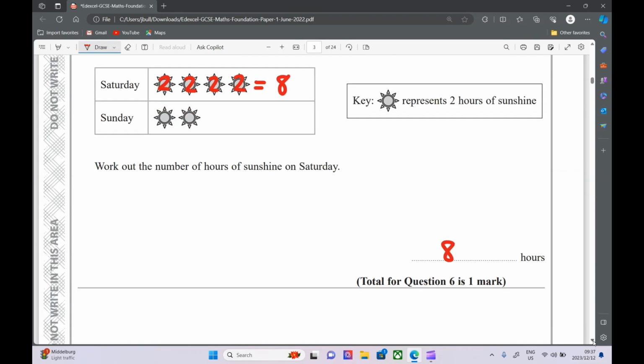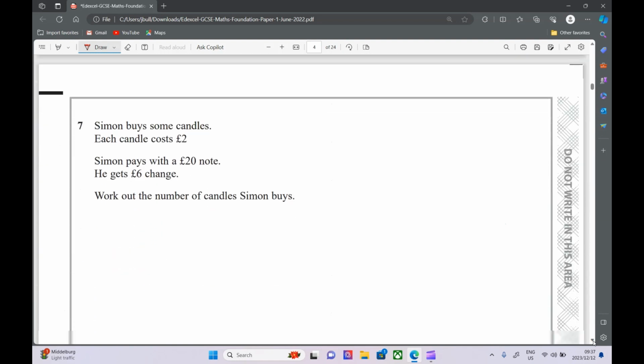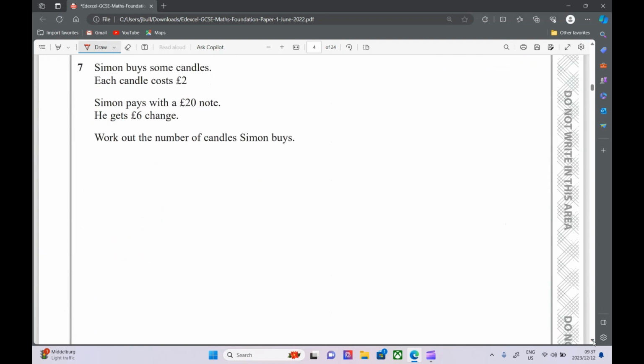Okay, then we have question 7. Simon buys some candles. Each candle costs £2. He pays with a £20 note and he gets £6 change. So work out the number of candles he buys. So first of all, let's just work out, he paid £20. £20 take away how much he paid, we don't know. And he got £6 change.